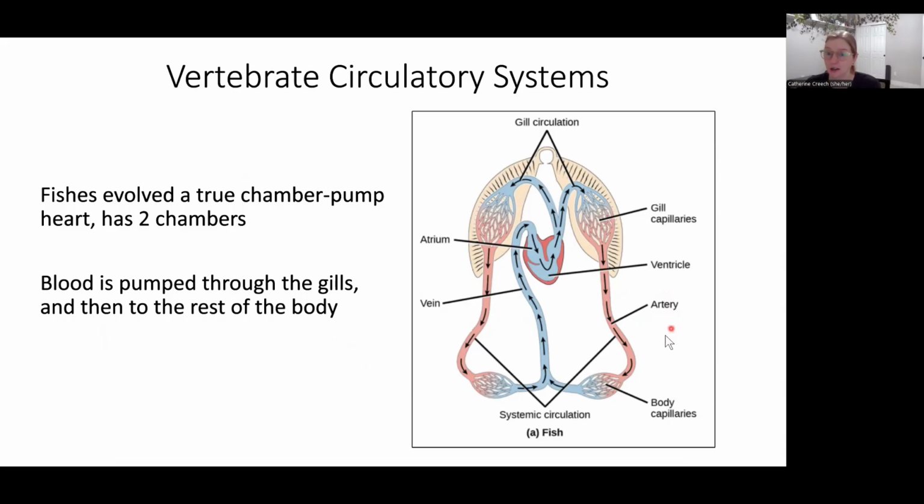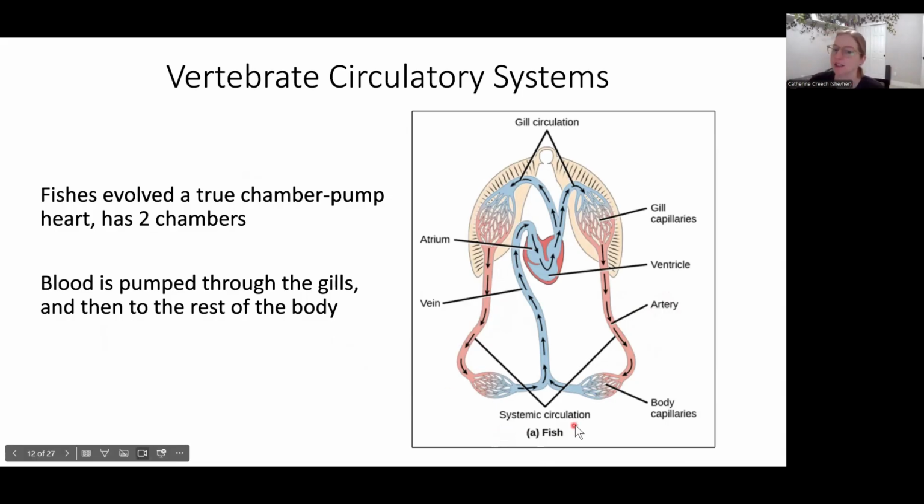Arteries leave the heart. Veins come back to the heart. So artery, think A for away, attic and away. And capillaries are going to be the thinnest blood vessels. That's the site of gas exchange. So we have gas exchange occurring in the gills, and we have gas exchange occurring in the system, in the body. So all the muscles of the fish.